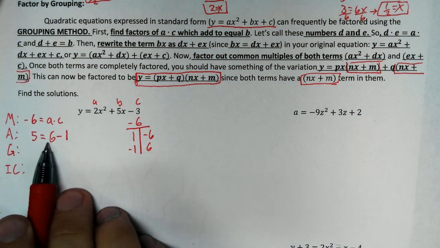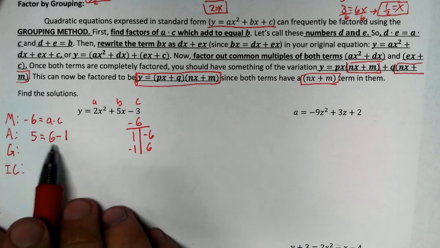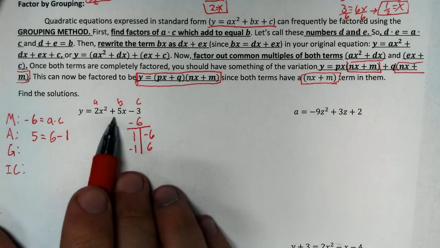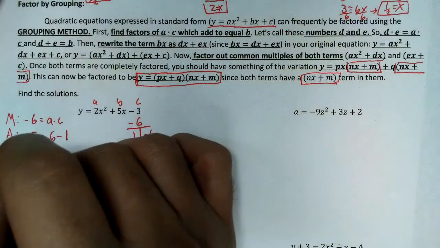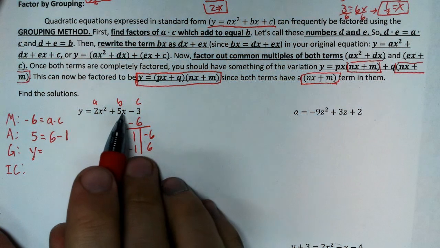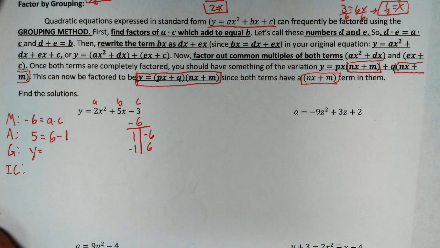So now we're going to group. We're going to use 6 minus 1 to group together our b term in our equation. So, writing our whole equation, remember, we're just changing the way that we group the inside stuff on here.